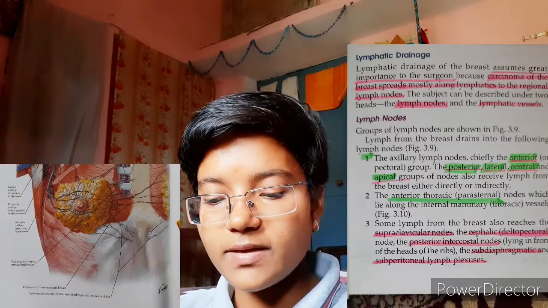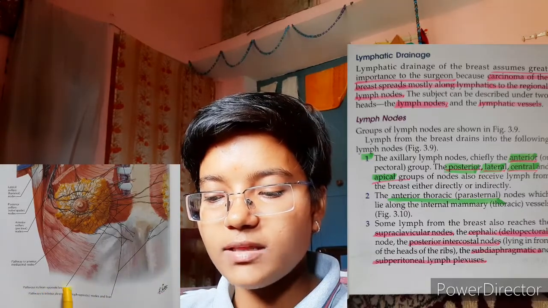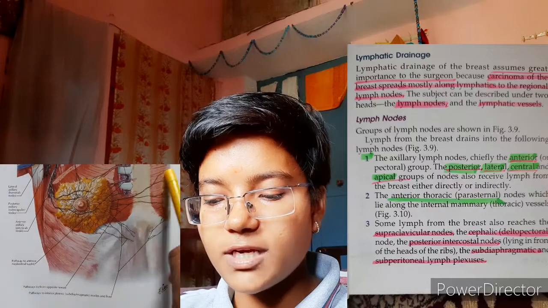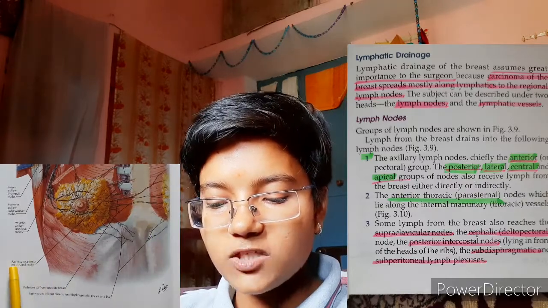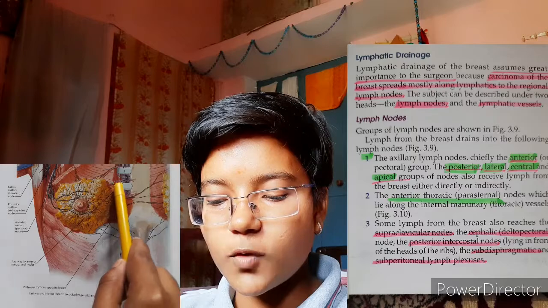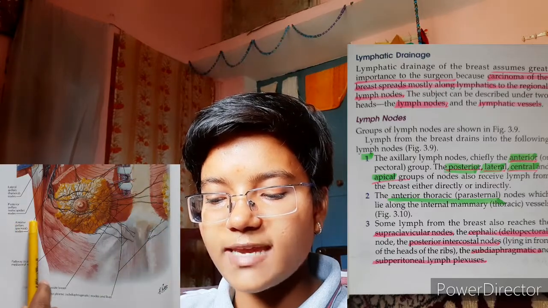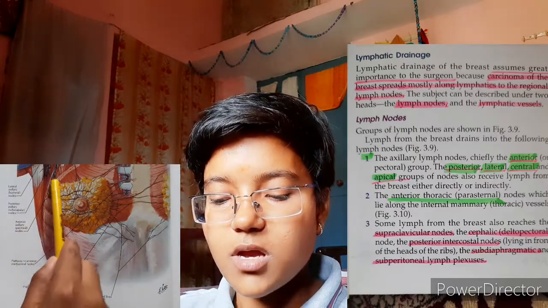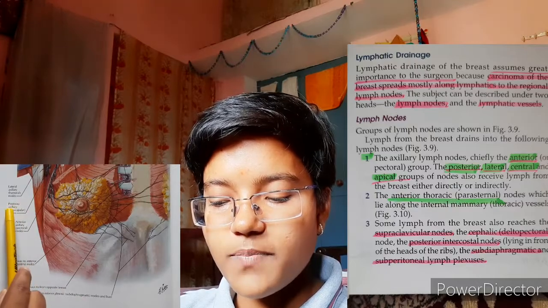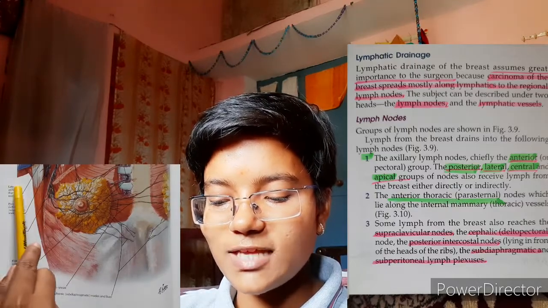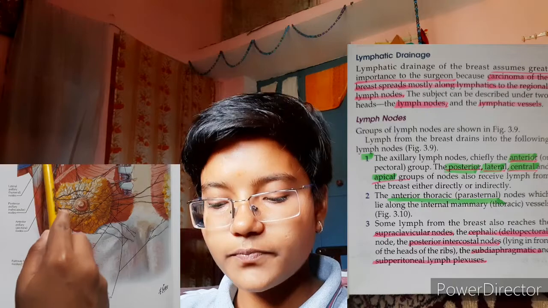Lymphatic vessels. The superficial lymphatics drain the skin over the breast except for the nipple and areola. The lymphatics pass radially to the surrounding lymph nodes: axillary, anterior thoracic, supraclavicular, and cephalic. The deep lymphatics drain the parenchyma of the breast. They also drain the nipple and areola.